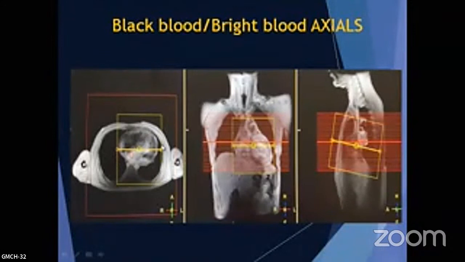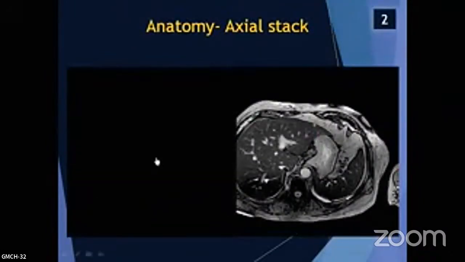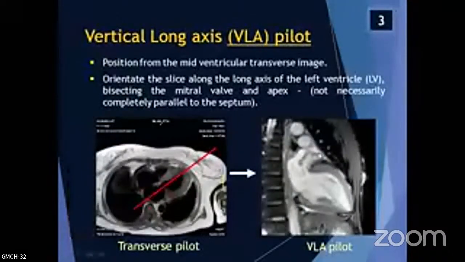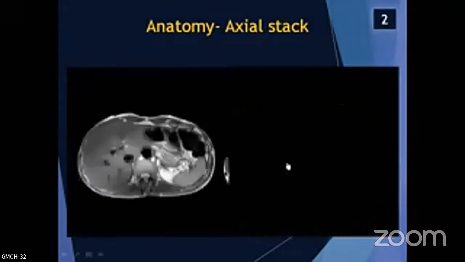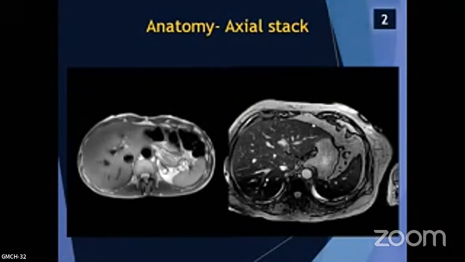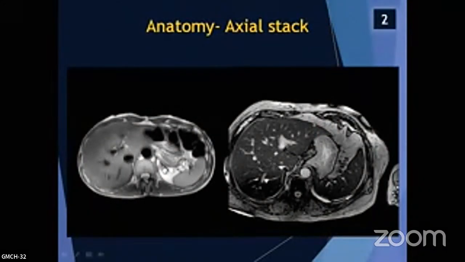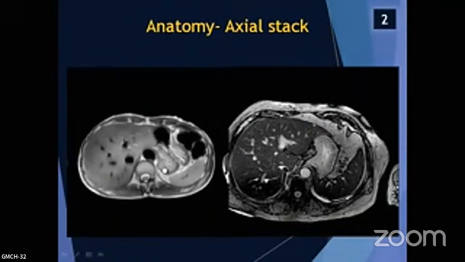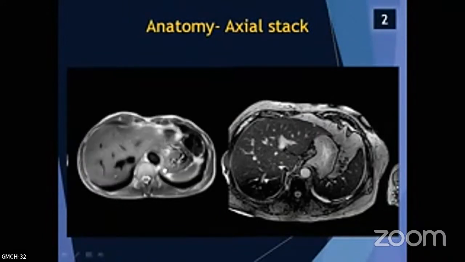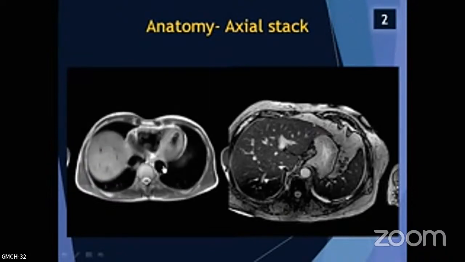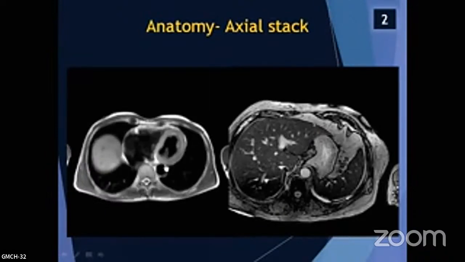You put a shim box on the heart, and you take a stack of axial images. This is the axial stack. You will get all the images from the base of the heart to the apex and back to the base of the heart. This is akin to your CT images. You basically know what is lying in the chest as well as in the heart, and based on these images, we start our examination.